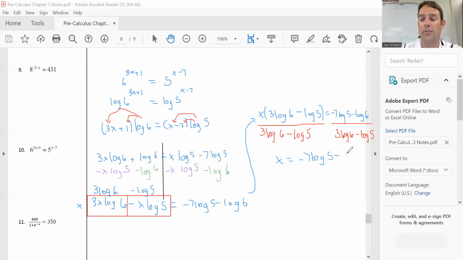All right, minus log 6, and the whole thing over 3 log 6 minus log 5. And that would be a fantastic answer. It's an ugly answer, but it's fantastic. If you want to plug it in your calculator as well, you could, and you get yourself a decimal value. But there you go.